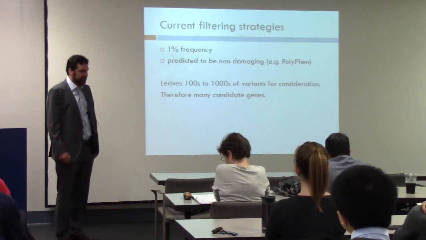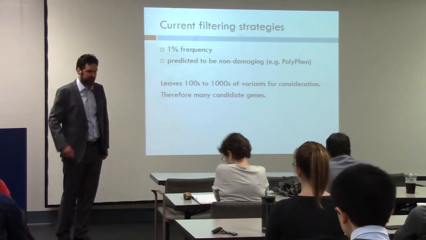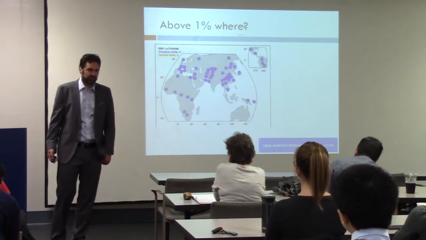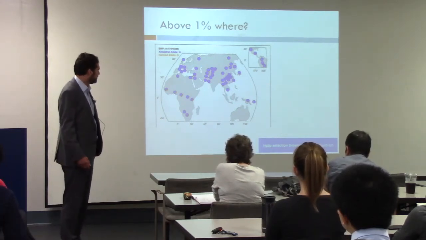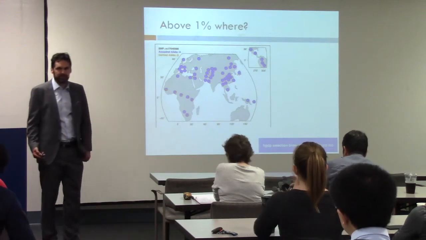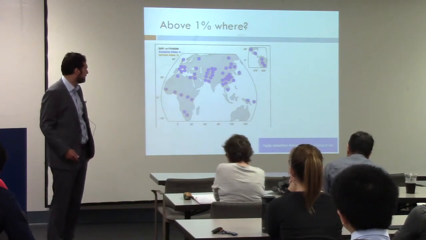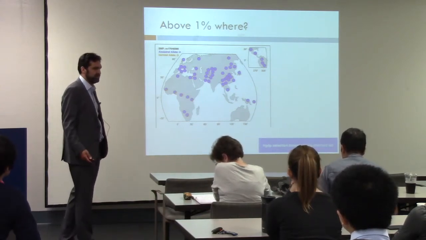So we're going to ask if we can do this process better, and we're going to focus on this 1% frequency filtering step. So one of the questions is 1% where? So if I have, say, a European individual who has a monogenic disorder, should I filter out any variant which is observed at 1% in Europeans, or should I filter out variants that are observed above 1% frequency in any population?